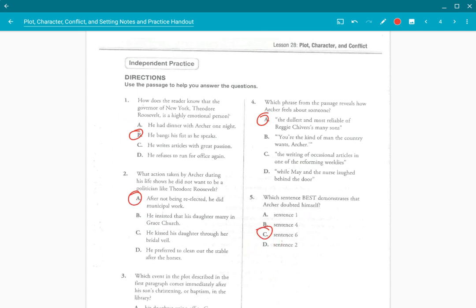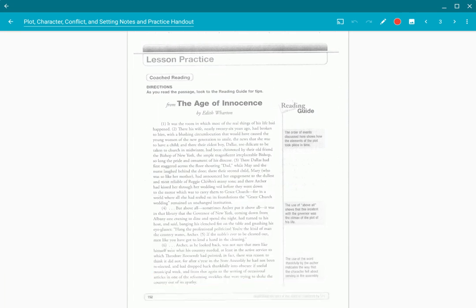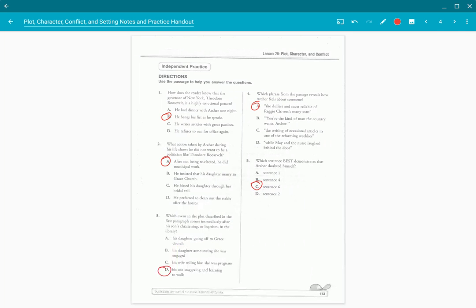And sentence number 6 for number 5 is the correct answer there, which best demonstrates Archer doubted himself. If you go back to the passage and look at sentence 6 right here, Archer, as he looked back, was not sure that men like himself were what his country needed. That shows doubt. All right, there are your answers. So if you got 3 out of 5, doing solid. 4 out of 5, 5 out of 5, obviously, doing good there.